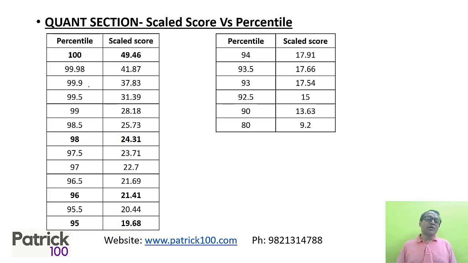And finally, coming to Quant. Quant was tougher, so 49 marks gave 100 percentile. And if you look at 90 percentile, it required 13.63 marks, around 4.5 questions correct, and 80 percentile was 9.2. So a fair idea as to what marks are required for different percentiles.